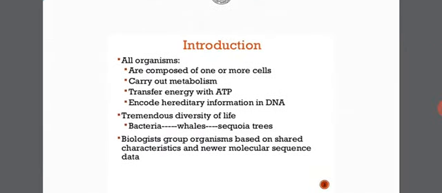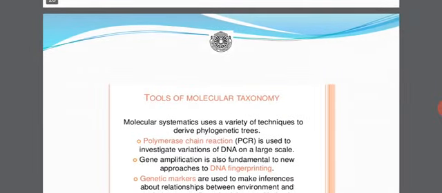Then all organisms are composed of one or more cells which carry out metabolism, transfer energy with ATP, and encode hereditary information in DNA. So there is a tremendous diversity of life, from bacteria to whales and from whales to sequoia trees, which are the largest trees present on this earth. Biologists group organisms based on shared characteristics and newer molecular sequence data.